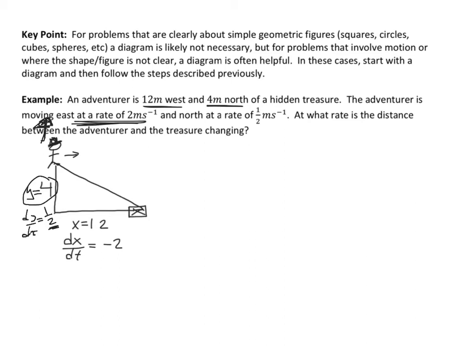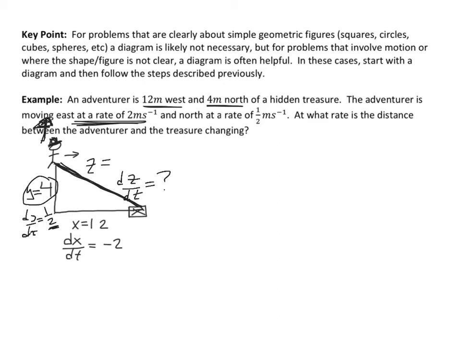Okay. Now the question is asking, at what rate is the distance between the adventurer and the treasure changing? Well, the distance between them is basically this right here. Right? So this is like z, and I don't know what z is off the top of my head, but dz/dt is actually the thing that we're looking for.